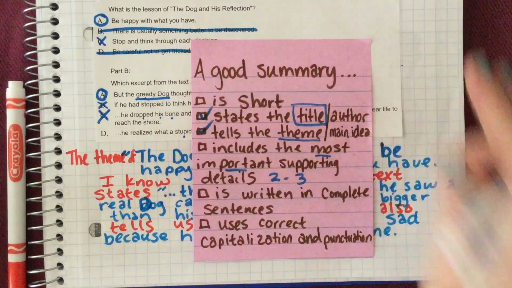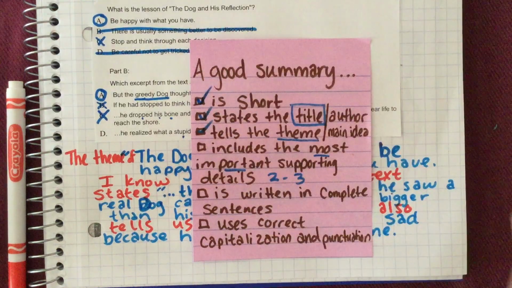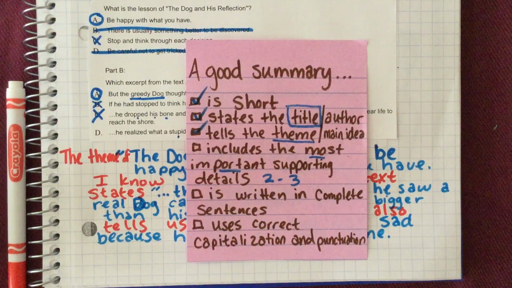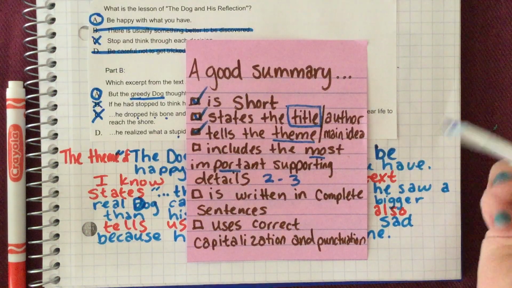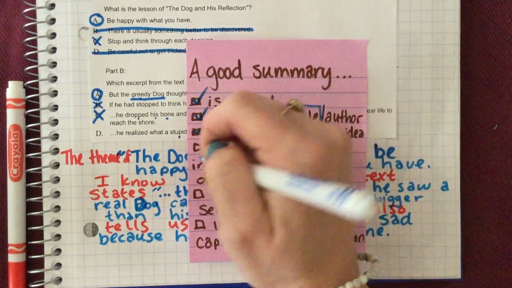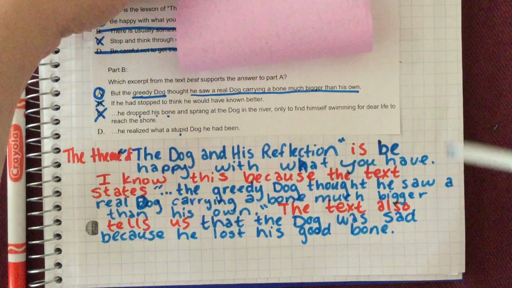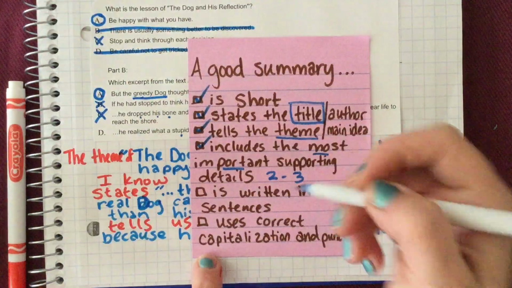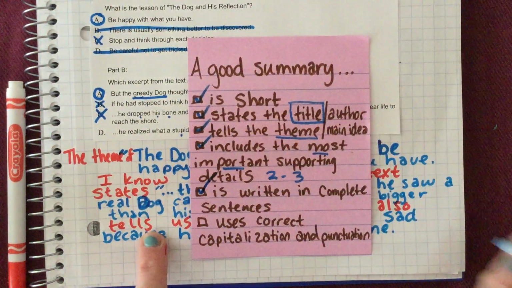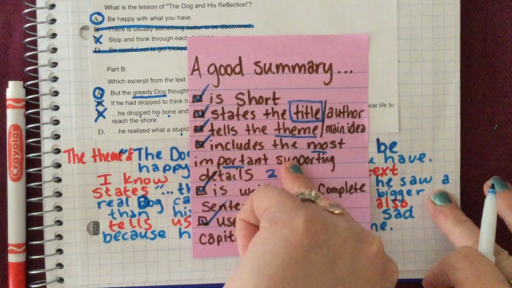So, if this is our summary, is it short? Yes. Does it have the title? Yes. Does it tell the theme? Yes. Does it include the most important supporting details, 2 to 3? Yes. Did I write incomplete sentences? You can see I have capital letters at the beginning. I have periods and punctuation at the end. Yep. I've used correct capitalization and punctuation. I am crushing this summary.